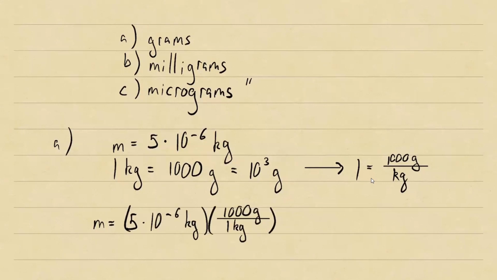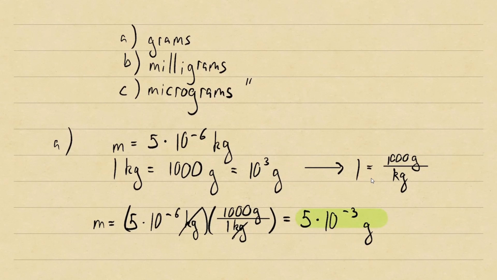So the units of kilograms up top get canceled by the units of kilograms on the bottom, and then we're left with an answer in grams, which is what we want for part A. So this is going to be equal to 5 times 10 to the negative 3 grams. All right, so this is our answer for part A.